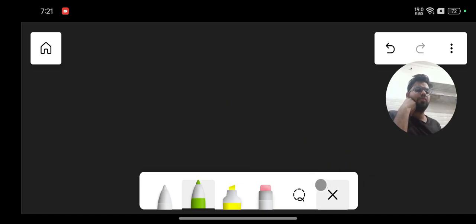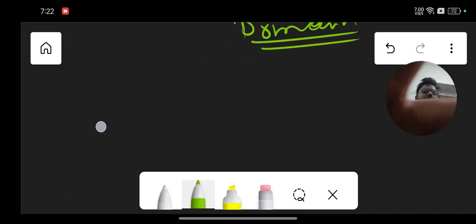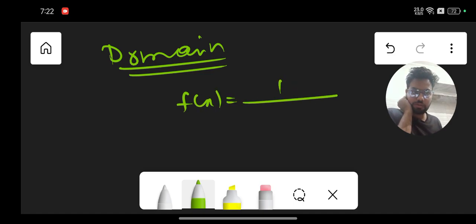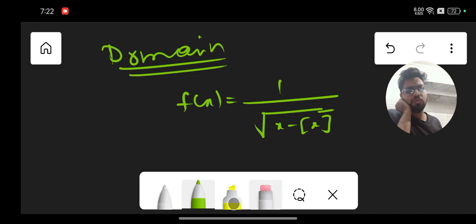Now I hope you already know the graph of the greatest integer function. Let me discuss the domain, because domain-related questions are generally examination-type questions. Suppose I ask a very simple question: f(x) equals 1 upon root of x minus [x]. Now what is the domain of this function?